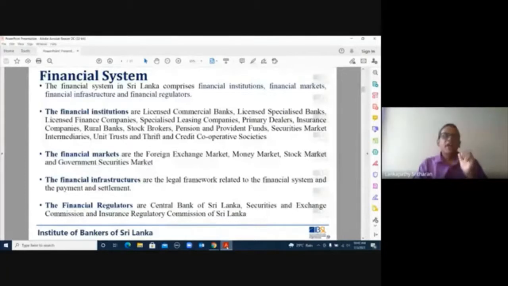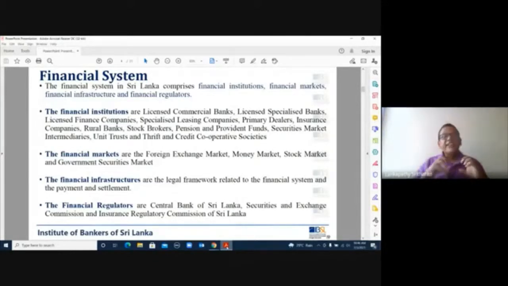I already told you the financial system has four components. The first one is financial institutions. The second one is financial markets. The financial markets, of course, you all know about: the foreign exchange market, money market, stock market, and government securities market. Those markets can be called financial markets. This is also considered a part of the financial system.